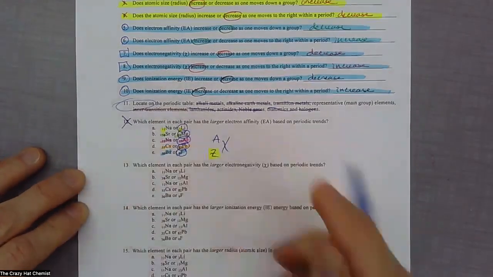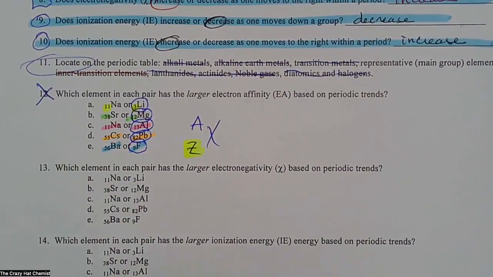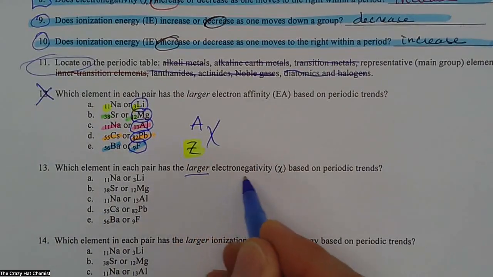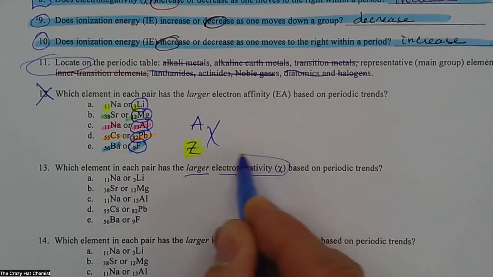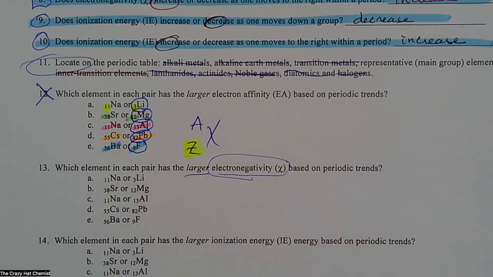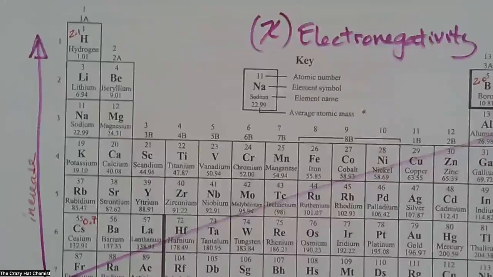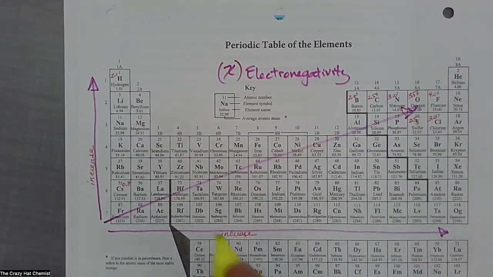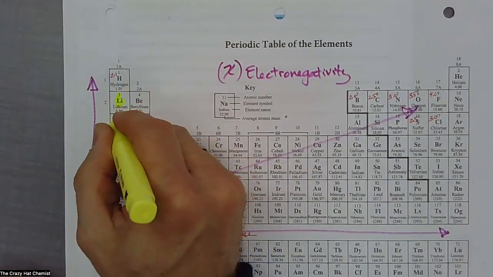That's number 12. Now we're going to do number 13. So let's zoom in on these questions here. It says number 13, which element in each pair has the larger electronegativity based on periodic trends? So we're going to pull out our periodic table on electronegativity, and let's follow these ones. So we have sodium number 11 or lithium number 3. So here's our periodic table on electronegativity, and we have lithium and sodium.